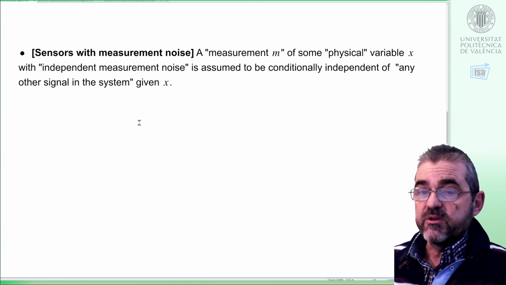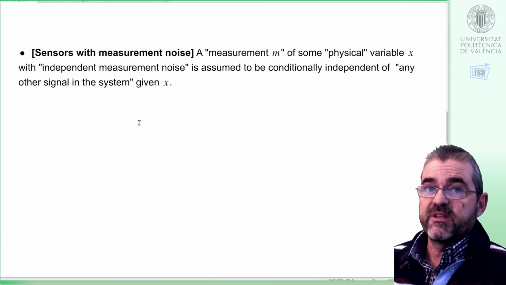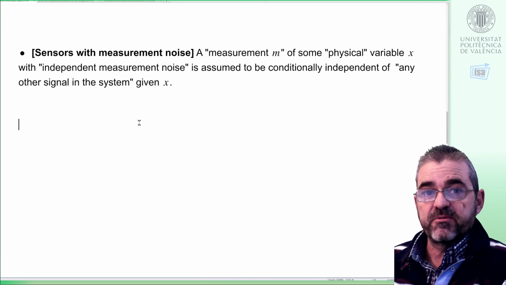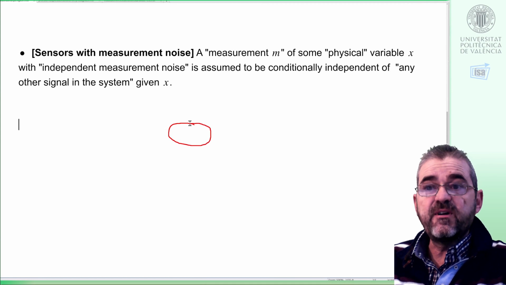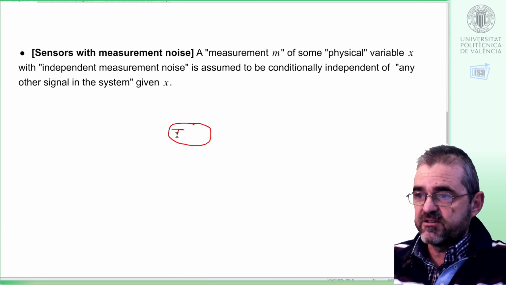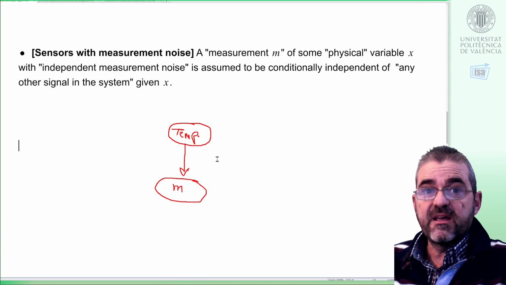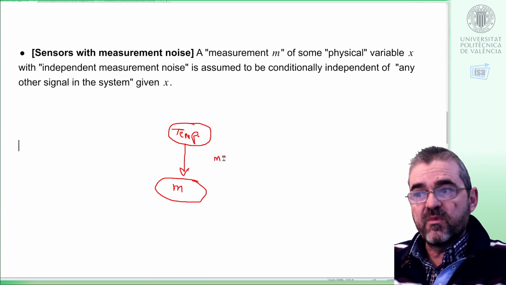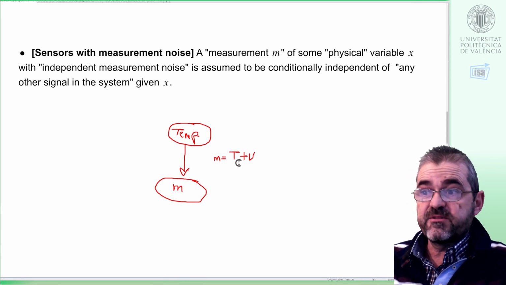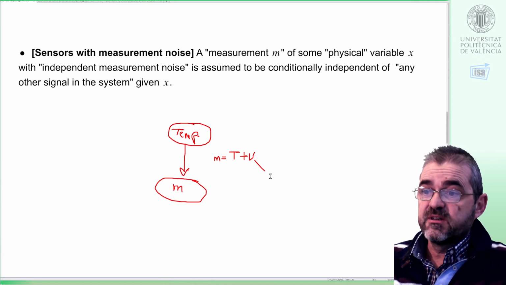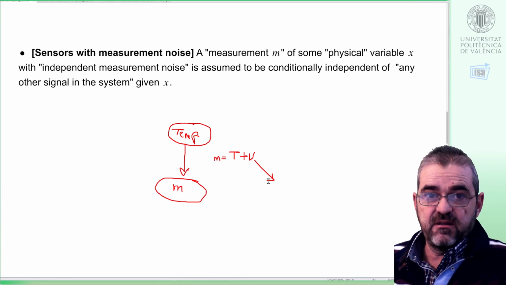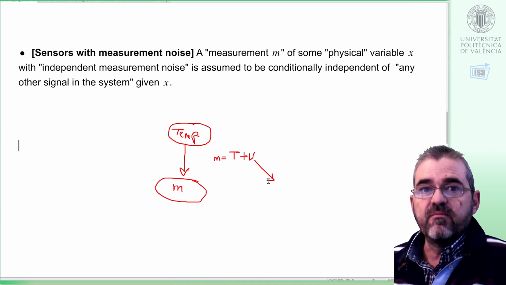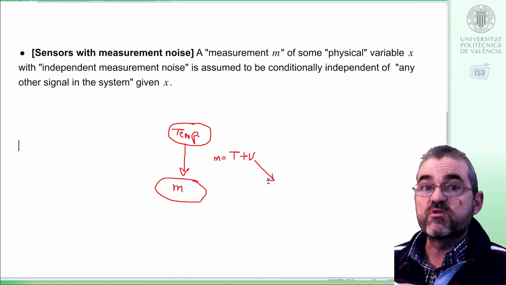The next example we are going to deal with is measurement noise. This is more related to control, the objective of this second video. If I have a physical variable x, let's say a temperature, I may have an equation telling me that the measurement is the actual temperature plus some random noise, and that random noise is called measurement noise, and it's assumed to be statistically independent of everything, including itself in previous measurements. I mean, it's white noise.